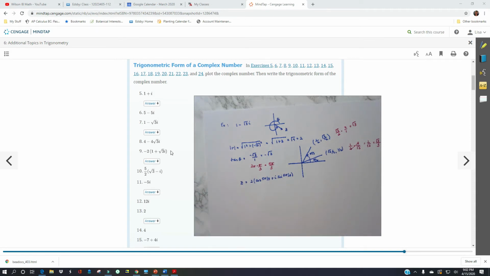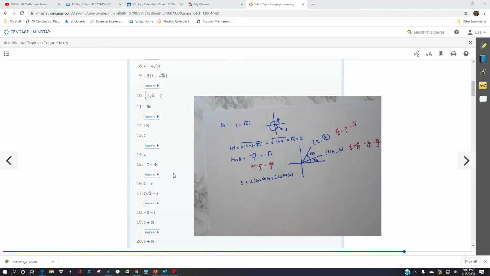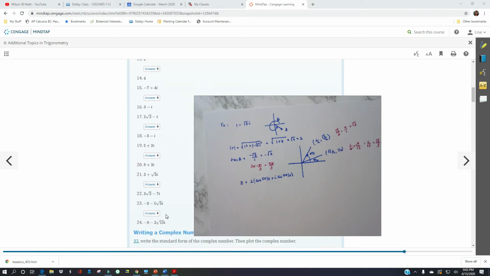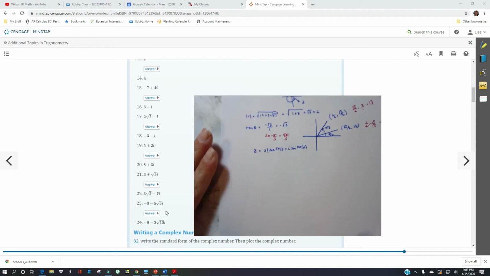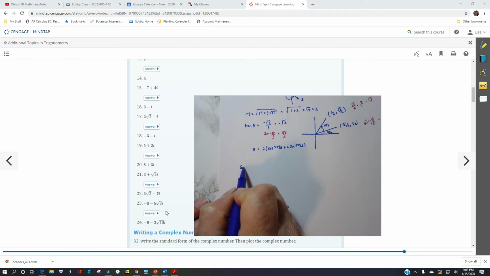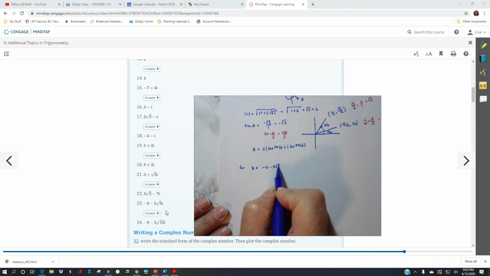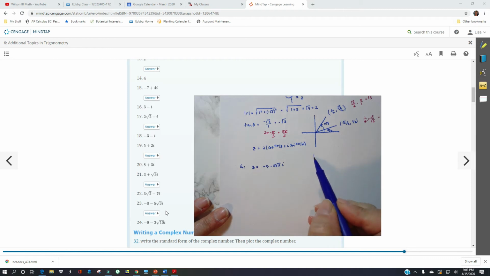Let's see if there are any doozies in here. This one looks good, 23. Let's do that one. So example, z is equal to negative 8 minus 5 root 3 times I. So again, make a quick sketch. I need to go over negative 8 in the real and down 5, so we're talking quadrant 3. Here's my point, and here's my theta.